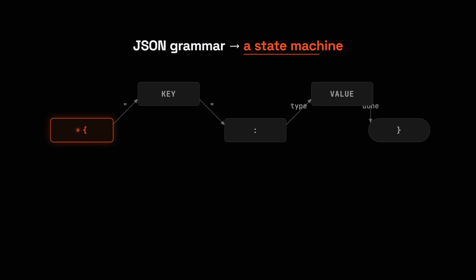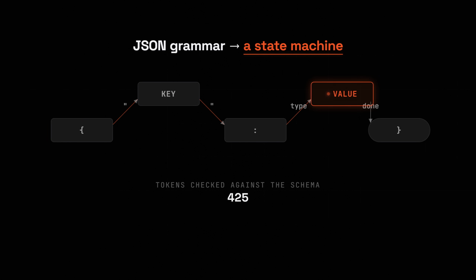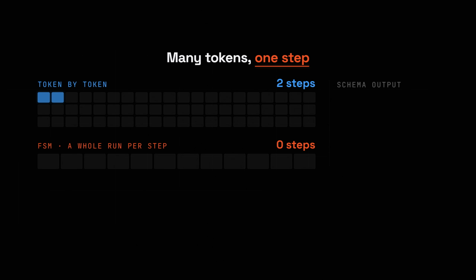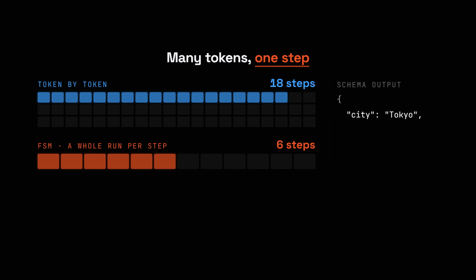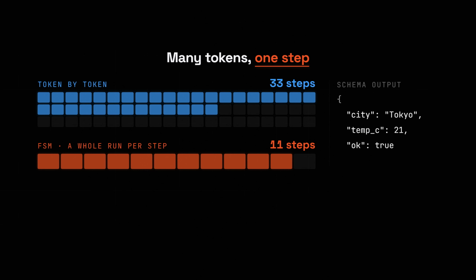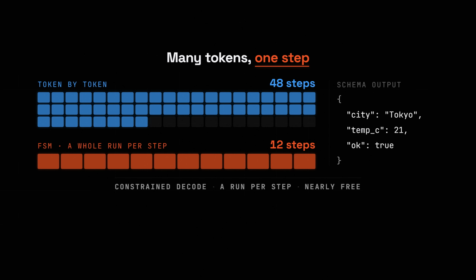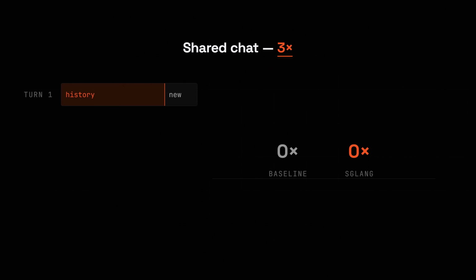There's a second trick most people miss. When you demand JSON or a fixed schema, SGLang compiles that grammar into a finite-state machine and decodes several constraint tokens in one step. Structured output, the thing every agent and tool call depends on, comes out nearly free instead of token by token.